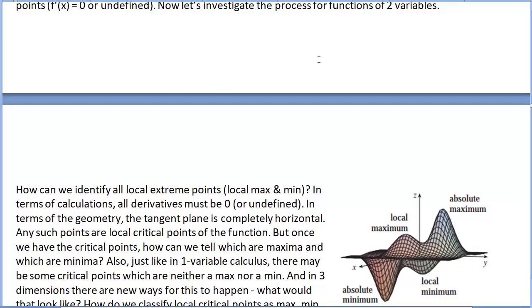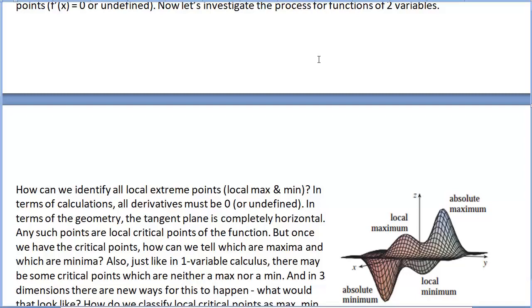So looking at this graph, we can see that we have things like maxima and minima. And in every case, at every peak, you can imagine what the tangent plane would look like, the fact that it would be flat. Now, just like in single variable calculus, once again, there might be some critical points which are neither max nor min.